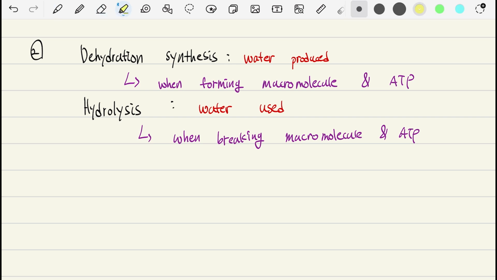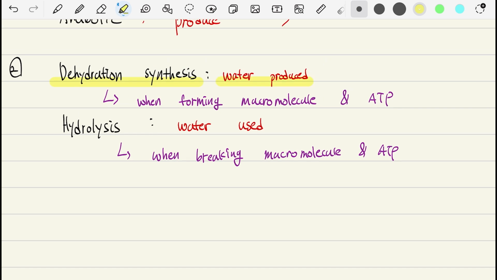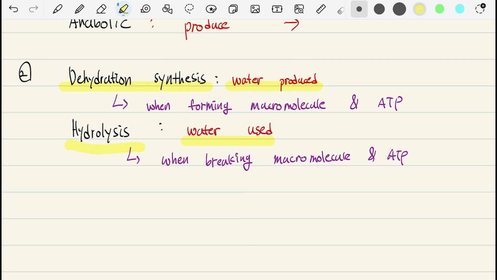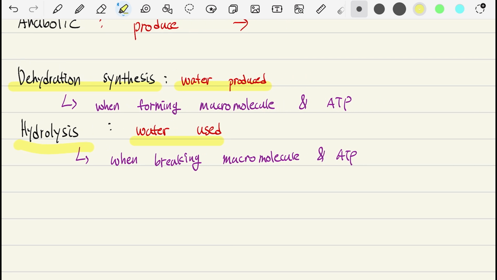And the second part is dehydration synthesis and hydrolysis. This is really important to know, because dehydration synthesis means water is produced during the reaction, and hydrolysis means water is used during the process. Dehydration synthesis is usually observed when forming macromolecules and ATP, and hydrolysis is usually seen when breaking down macromolecules and ATP.